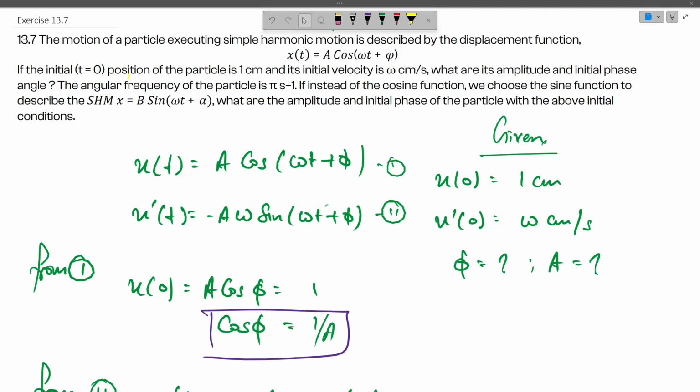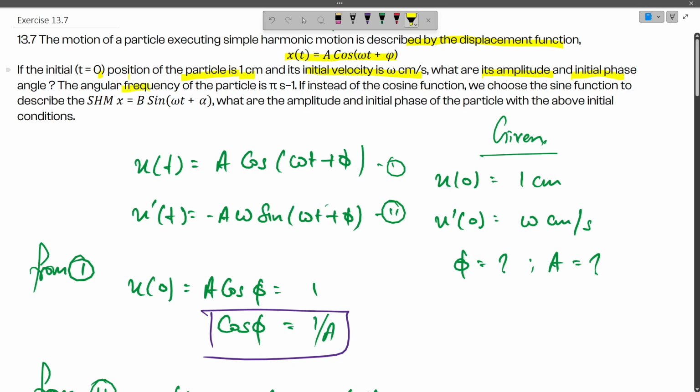The question says that the motion of a particle executing simple harmonic motion is described by the displacement function x(t) equals A cos(omega t plus phi). If at the initial time t equals 0 the position of the particle is 1 centimeter and its initial velocity is omega centimeter per second, what are its amplitude and initial phase angle?